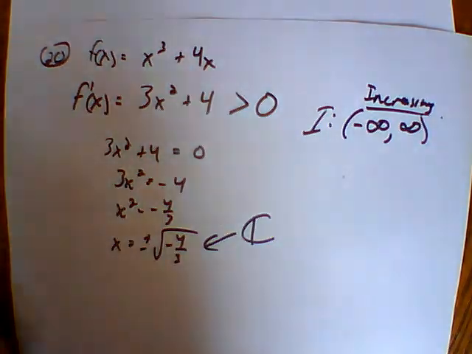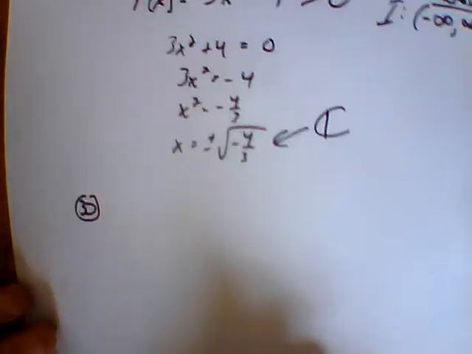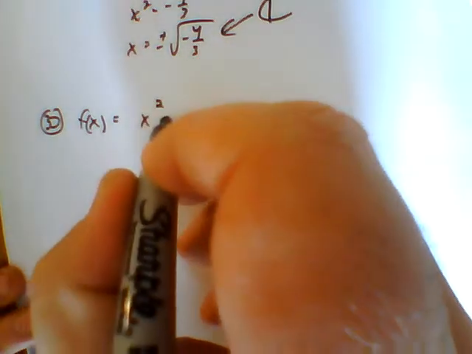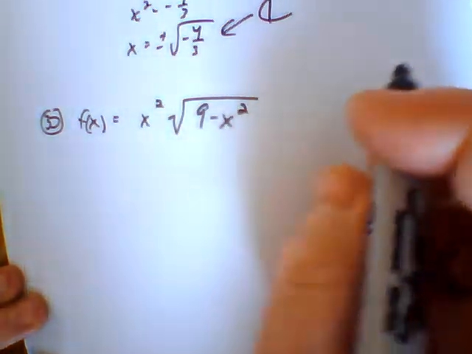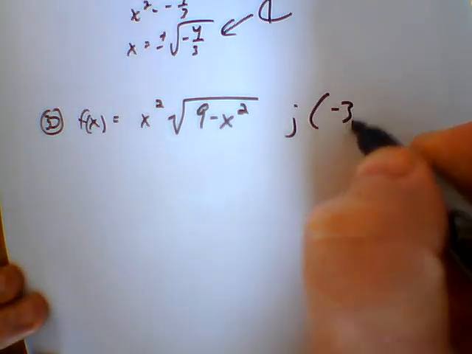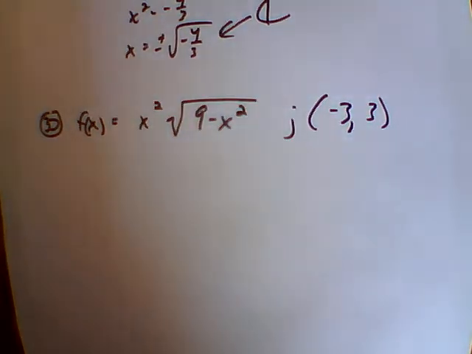If we look at number 30 then, number 30 here talks about, well, if f of x equals x squared times the square root of 9 minus x squared, and then they talk about the interval from negative 3 to 3. So here it's asking us to work with this as where is our interval of increasing, decreasing.